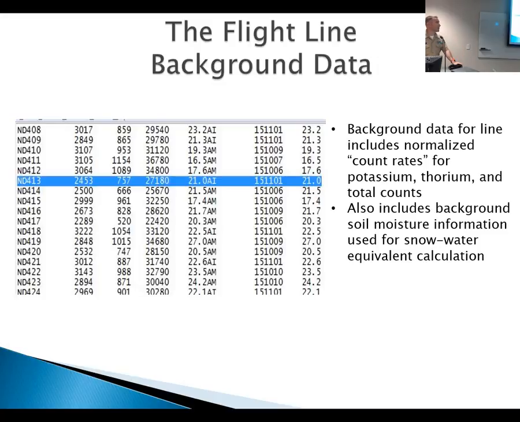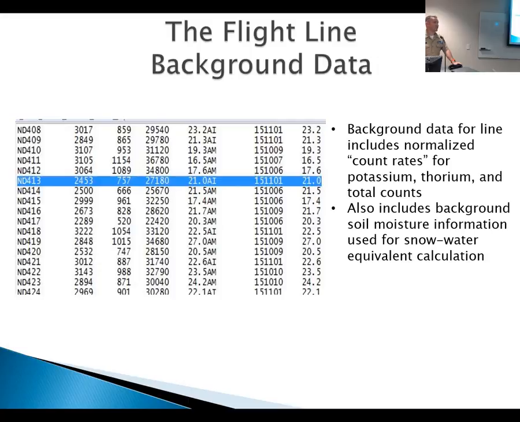There's also some other metadata in here, and that's the soil moisture. Remember I said that the sensor doesn't know whether it's water in the snow or in the soil, so we have to tell it what we think the soil moisture is. And there's a couple different ways we do it. In this particular set of background information, there's two methods there. You see AM and AI. So the first number is 21%. The second, AI right next to it, stands for airborne interpolated. The other one is airborne measured.